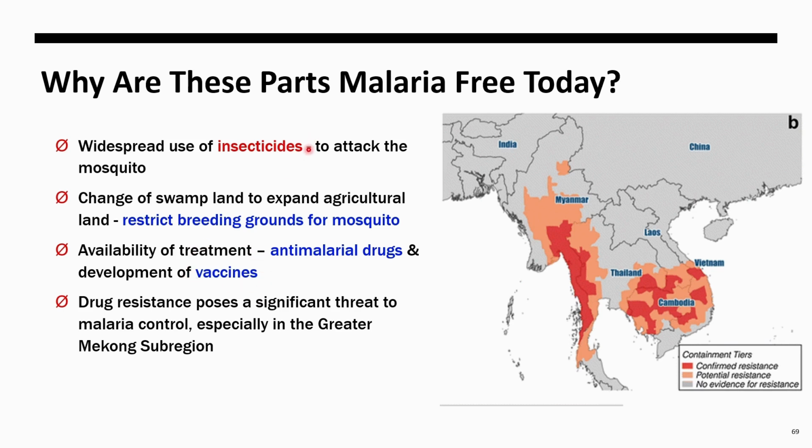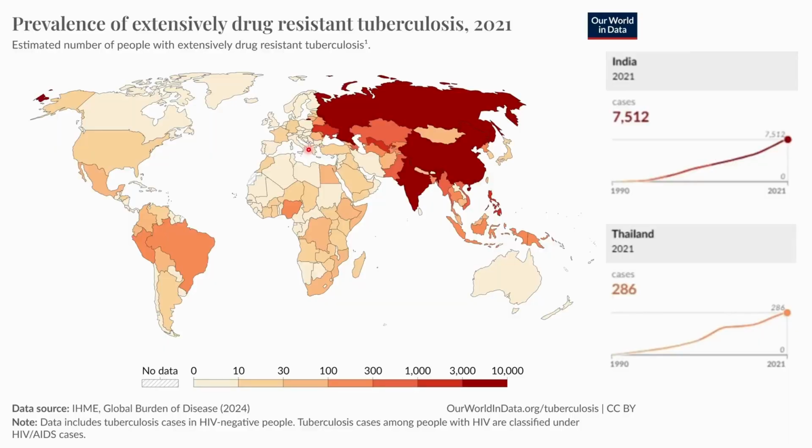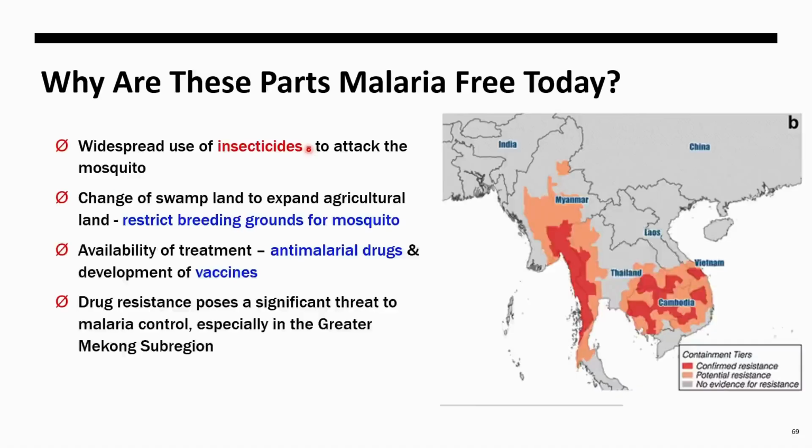But similar to tuberculosis, with malaria also you can see drug-resistant malaria is occurring. This is mainly evident in the Greater Mekong sub-region in the world. So it's mainly along the Myanmar and Thailand border and the Thailand and Cambodia border. There is a significant threat to malaria control.